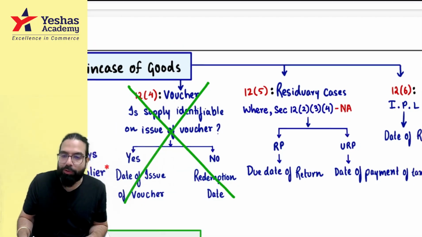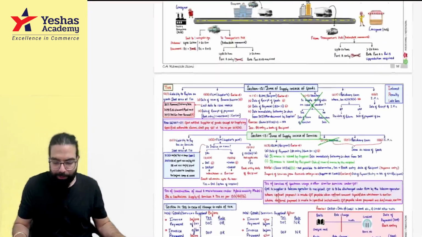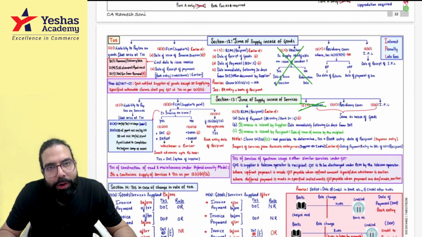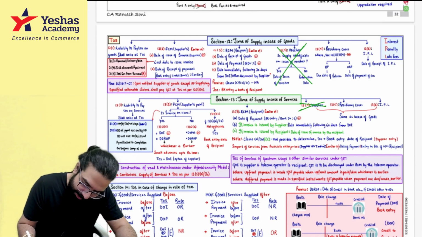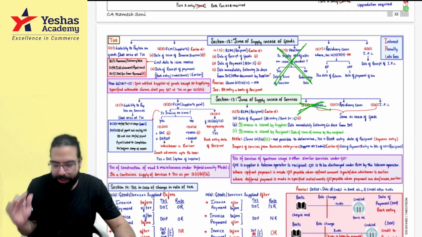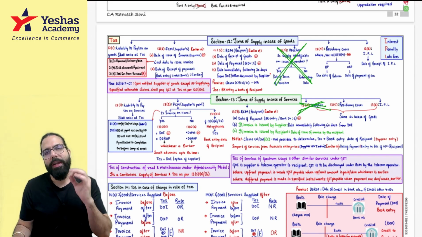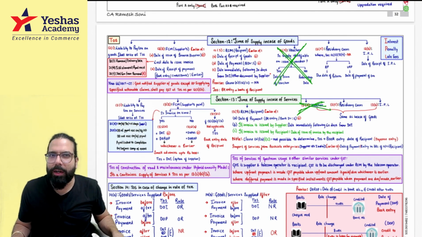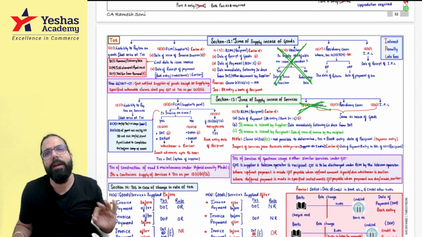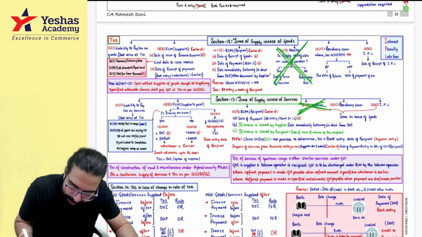12.4 and 13.4, which relate to vouchers, have been deleted by the government. In time of supply, that's all the change. Cut it off over here. 12.4 and 13.4 are not there. In your Q&A material, wherever in time of supply a voucher related question is there, or in the case study MCQs you see voucher related MCQs, kindly delete them. Remember only the voucher circular which is there.